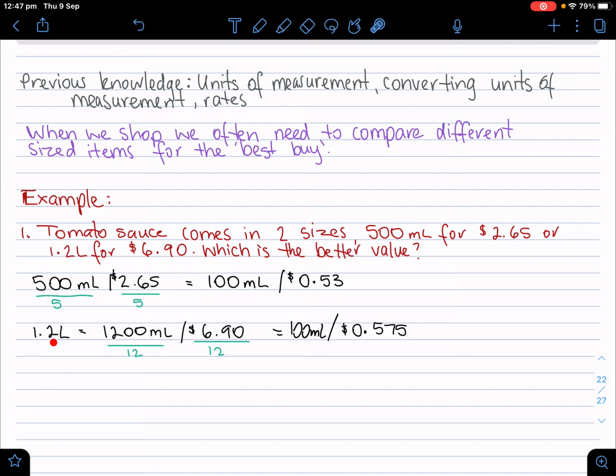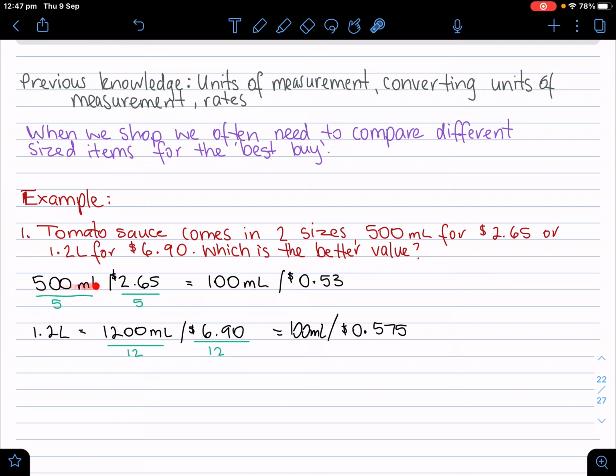Now I'll do the same thing for the 1.2 litre. 1.2 litres is actually 1,200 millilitres. So if I want to convert this to per 100, again, I'm going to divide both sides by 12. And I get that the 1.2 litre is approximately 58 cents per 100 mils if I round that off to the nearest cent. So which one's a better buy?